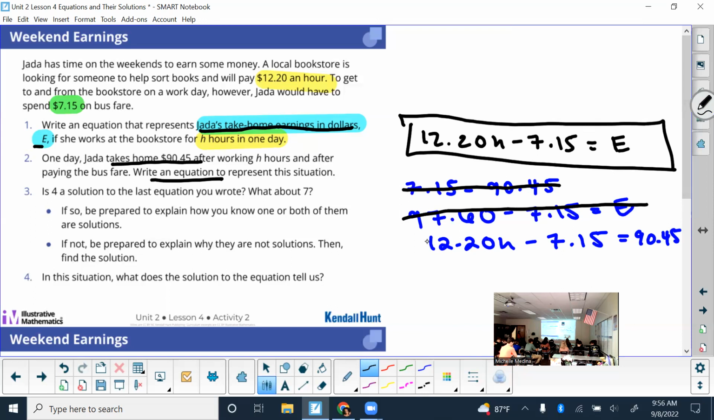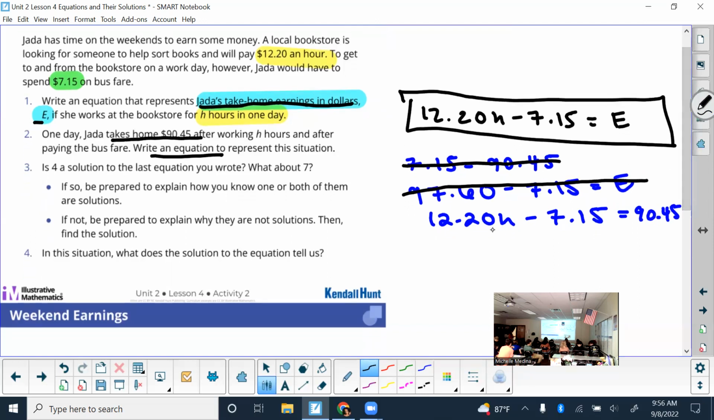Aren't her earnings determined by how many hours she works minus the bus fare? Yes, and how much does she get paid per hour? $12.20.